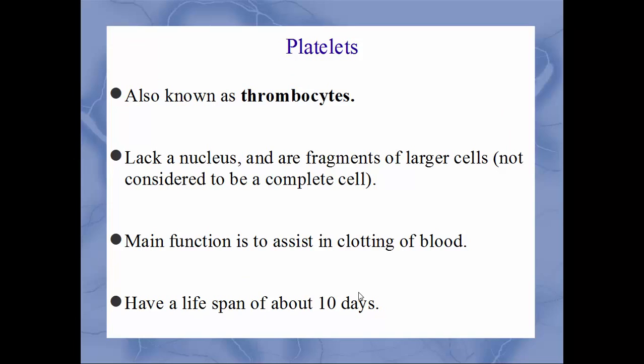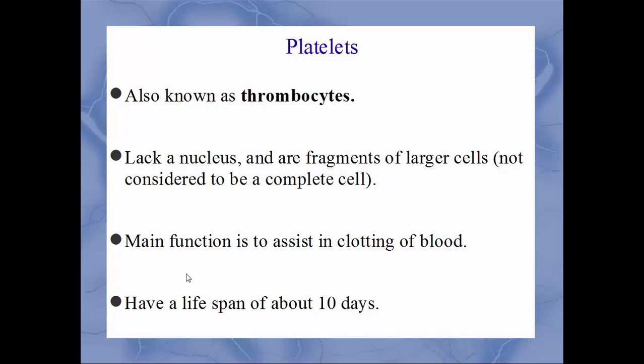Okay. The last type of blood cell we'll talk about are the thrombocytes, or the platelets. These are not considered a real complete cell. They are basically a cell fragment. So they don't have a nucleus. That's why they're not considered to be a typical cell. If you were to take a typical plate and drop it on the floor and break it, you get fragments of that plate. It's the same analogy here. You get fragments of a cell.